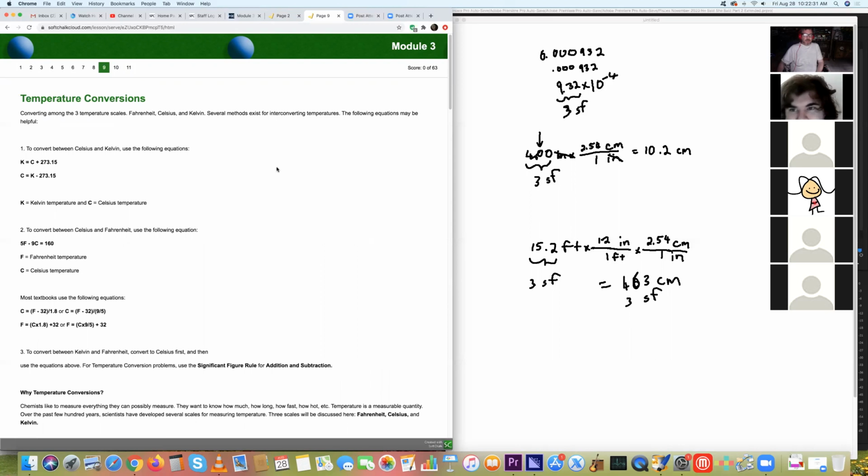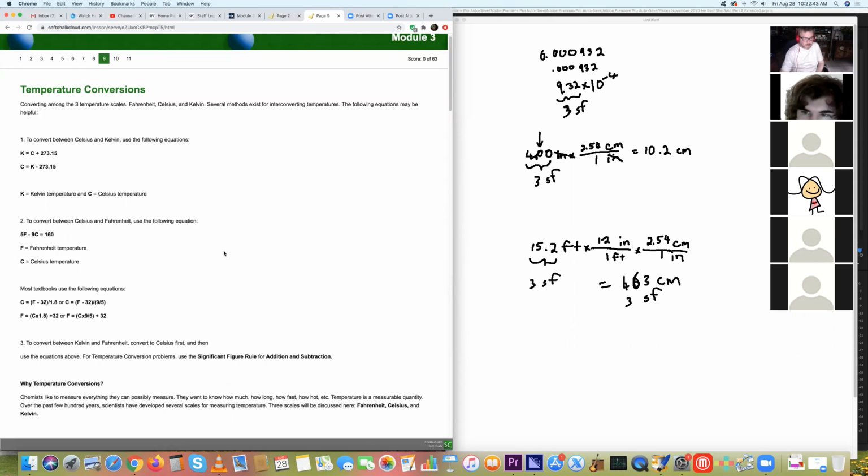All right, temperature conversions. So we've got Kelvin and Celsius, and you can see that that's clearly addition and subtraction. So that's going to go by number of places past the decimal. So what I mean by that, let's have a look.